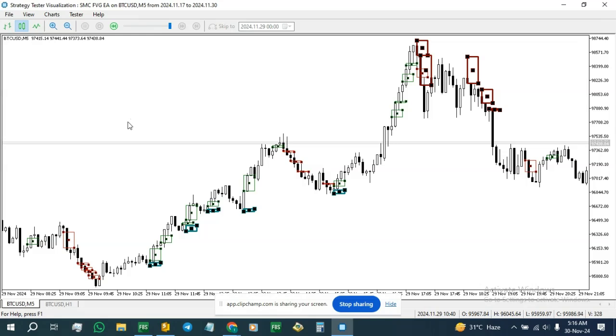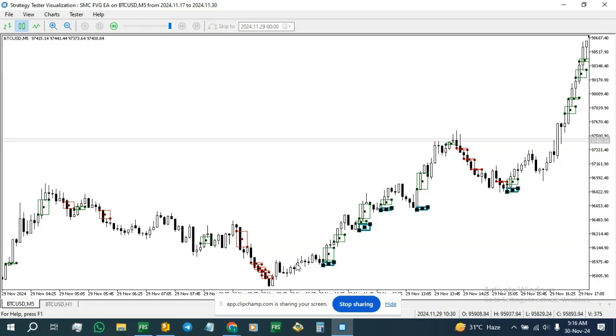Corrective waves will never sport fair value gaps. This is a corrective wave here. You have no fair value gap. This is a corrective formation you have here. There are no fair value gaps. You can see, one, two, three. This is a 3-wave corrective formation. There are no fair value gaps.